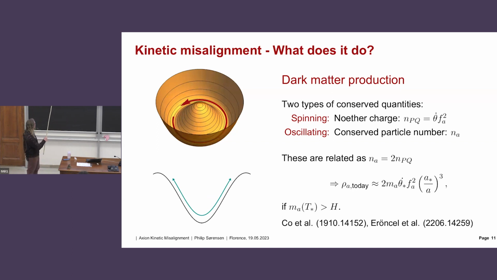And in this regime, we have a conserved quantity corresponding to the Noether current of the shift symmetry, which is this charge here. It's here labeled N_PQ. And really, it's the analog of the angular momentum of this field.